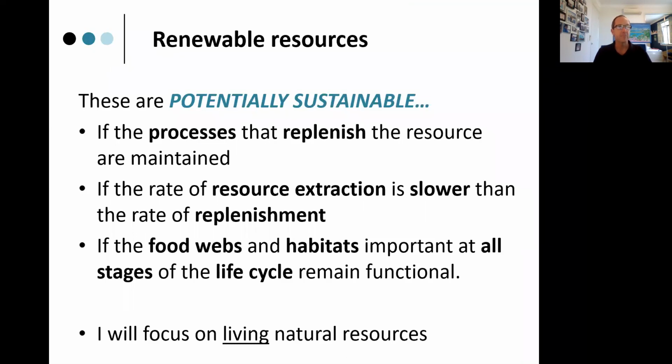The other ones are potentially sustainable renewable resources. Renewable resources are those that will replenish themselves, but you still have to manage the rate at which you take from them, and also how your other activities affect them, because you can have a negative impact on your renewable resources that actually slows down the rate of supply. Water is a good one, in that by deforesting, you reduce the amount of evaporation going up into clouds, and thereby you reduce your rainfall.